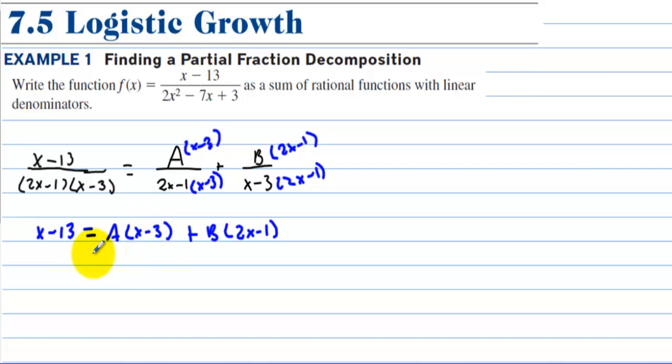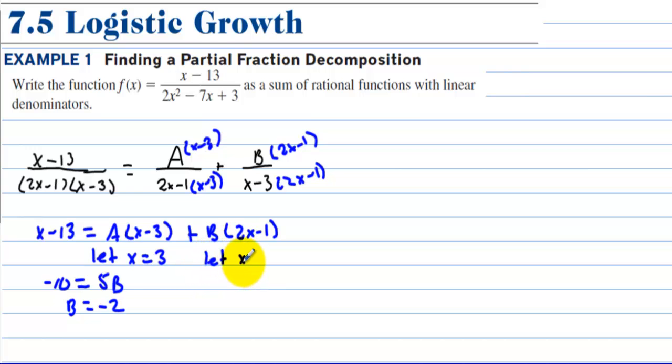In order to find A and B, let's let x equal 3, and 3 makes that factor 0. When we plug 3 in for x here, we get negative 10 is equal to, this piece will be 0, and then 6 minus 1 is 5. We have 5B, and we find out that B equals negative 2.